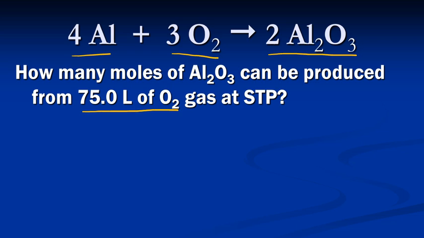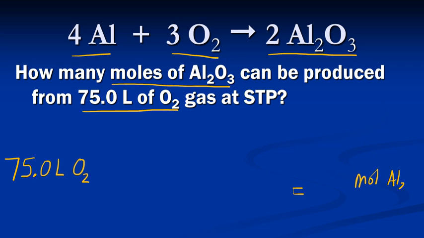So I'm going to write 75 liters of O2, and that's what we're starting with. And the question is asking how many moles of aluminum oxide. So that means way down here at the end, I'm going to have equals moles of aluminum oxide, Al2O3. And we're going to solve using our three-step process. Now the first step that we said was convert to moles. And so I'm going to have a conversion factor here, and we're going to convert to moles.